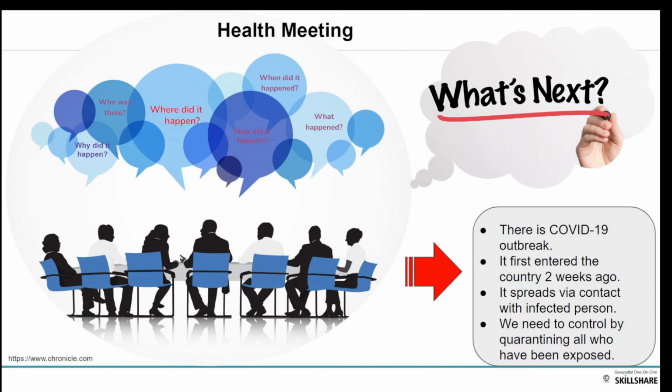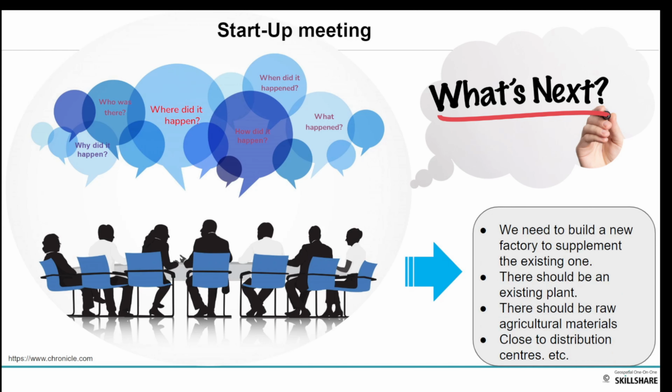Now, these are very nice and conclusive decisions, and these are very good decisions that could help solve the problem. But the question is, what next? Where do they start from? How do they find the people who were exposed? How do they find the places that they can quarantine the people? This is example one. Let's look at a second example.